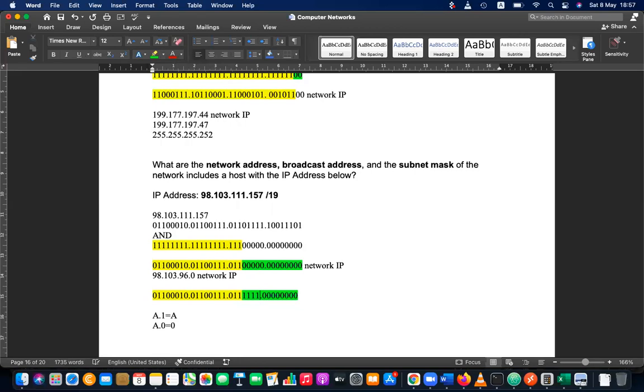1 1 1 1 1. Here also 1 1 1 1 1 1 1 1. And now you have the broadcast IP. This is called broadcast. Okay, what is the broadcast IP? 98 dot 103 dot, yes, 127 dot 255. Yeah, 255 is the broadcast IP.